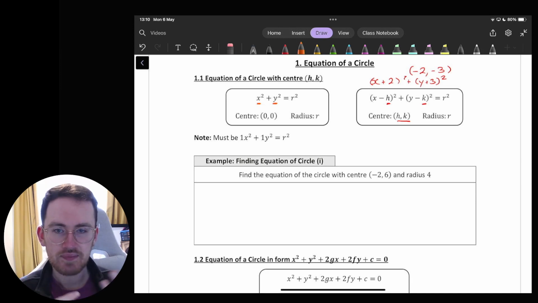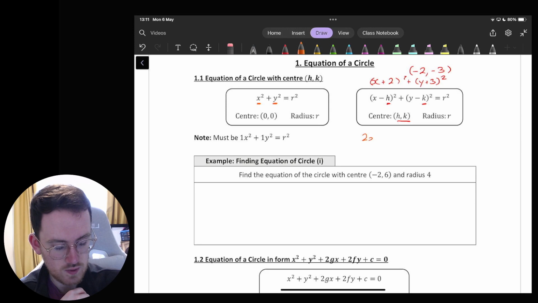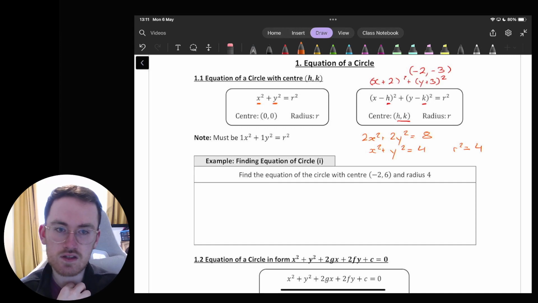We may extend and multiply things out as well, but typically we go with 1 and 1, and then our r squared at the end for our radius. And if we were to alter that, we would need to reduce it back to this format in order to say, okay, well, this is what the radius is. So if I had, say, 2x squared plus 2y squared equals 8, well, then my actual circle is x squared plus y squared equals 4, where 4 is the radius squared, as opposed to 8 being the radius squared.